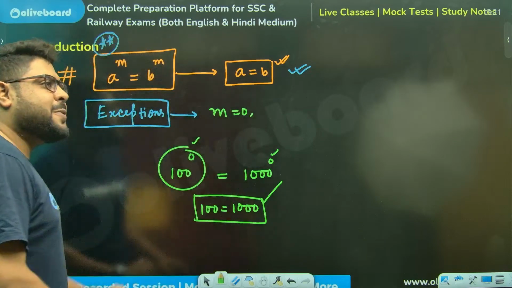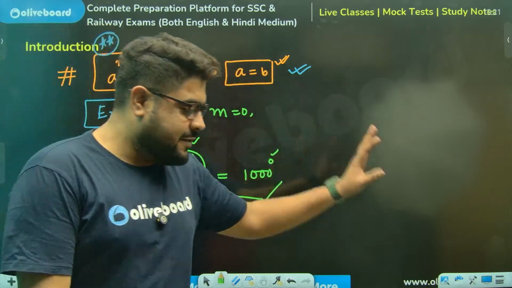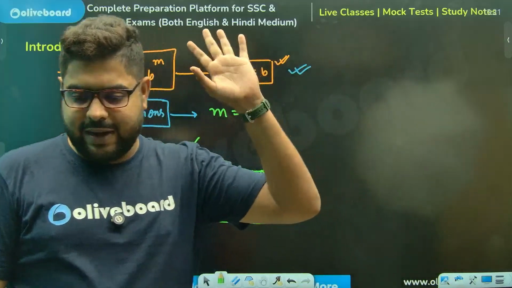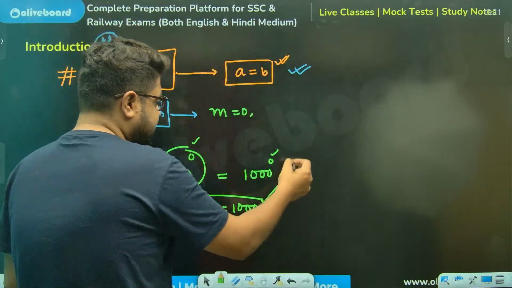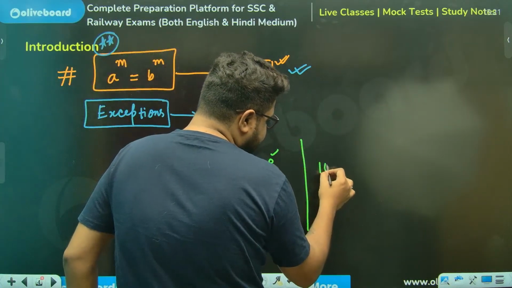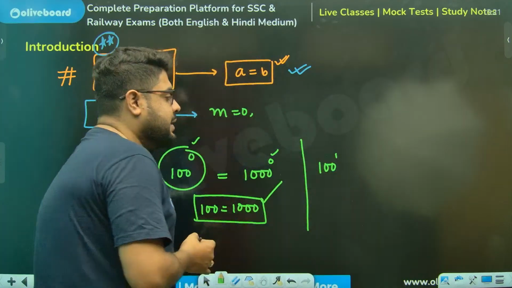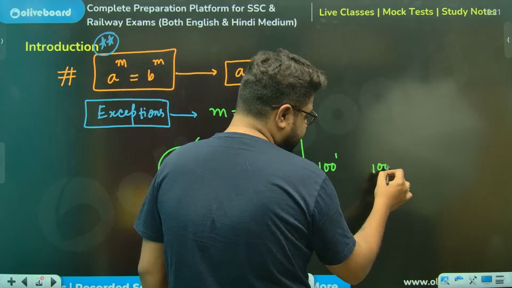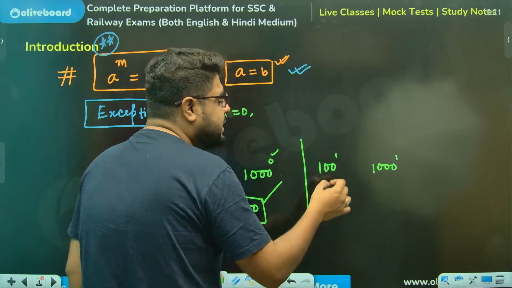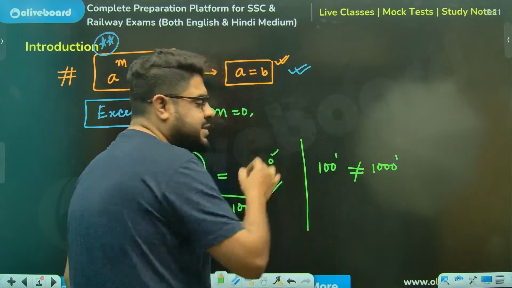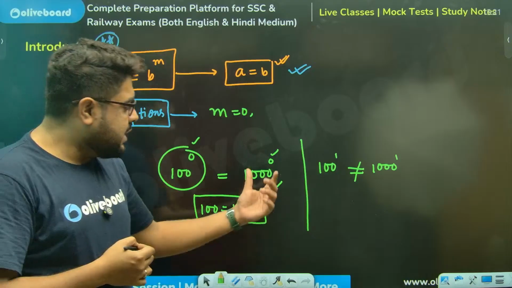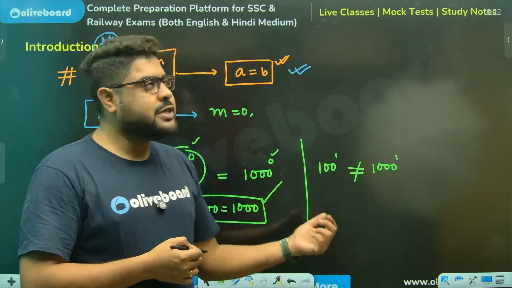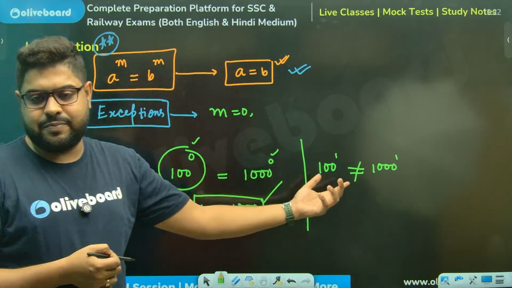Now for those who are saying 1, I have got a couple of answers. They are saying 1. Let's see what about 1. Let's take this. 100 to the power 1. This is 100. 1000 to the power 1. This is 1000. They are not equal, brothers or sisters. You see, they are not equal even. So this first line only I can't write.